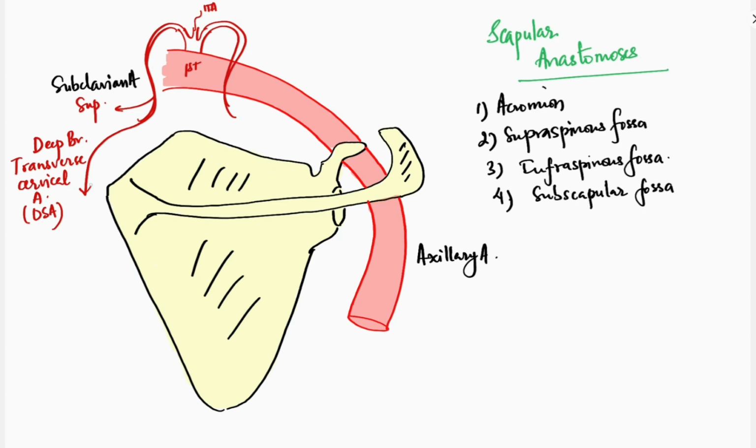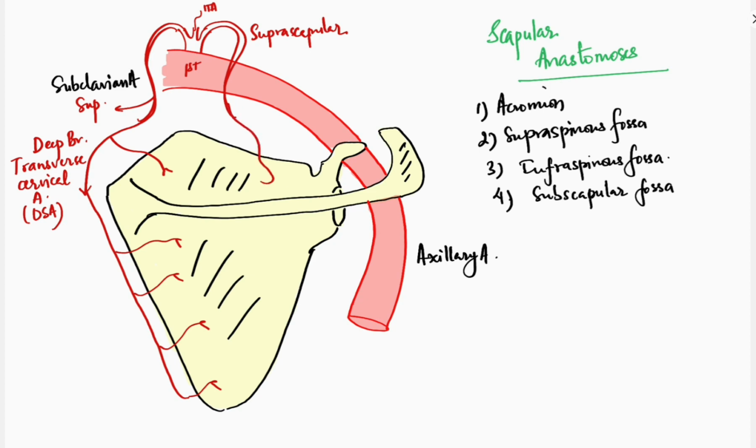Now, this deep branch of transverse cervical artery descends along the medial border of scapula to form various branches over the scapula. The suprascapular artery also descends over the scapula and forms various branches going towards the supraspinous, infraspinous fossa as well as the acromion.